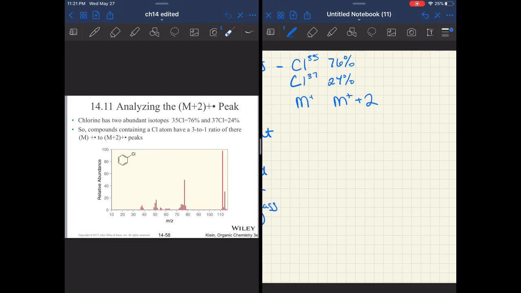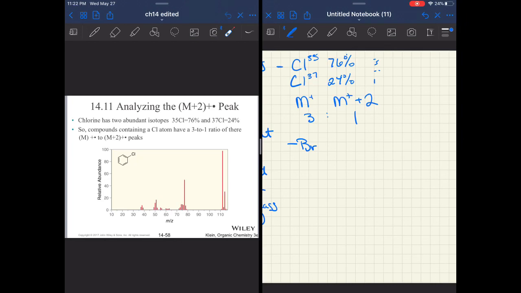Now, since it's about 3 to 1 light to heavy, you're going to see a pattern of 3 to 1 in your M+ and M+2 peak. You can see this is about a third the height of your parent peak there. This would indicate all of the molecules that had chlorine 35. This is all of the molecules that had chlorine 37. And something interesting here, I can tell that the fragment doesn't have chlorine in it because it doesn't have an M+2 peak that's a third the height. So I'm guessing that this fragment would just be the benzene.